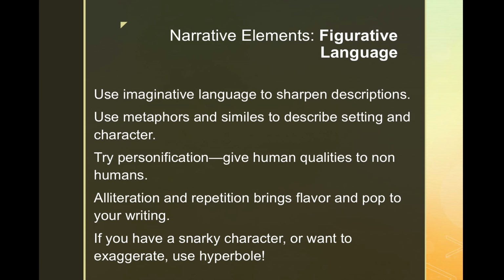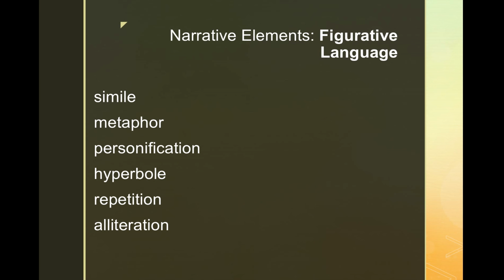You can try personification to give human qualities to non-humans. Alliteration and repetition bring flavor and pop to your writing. If you have a snarky character or want to exaggerate, you can always use hyperbole as well. These are all elements of figurative language. I'm going to take you through each of these one by one with an example from How It Went Down, with the exception of personification.